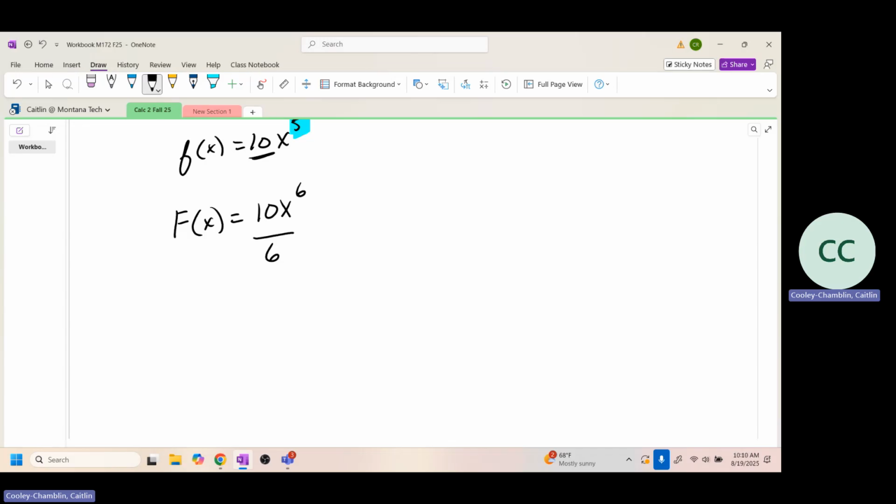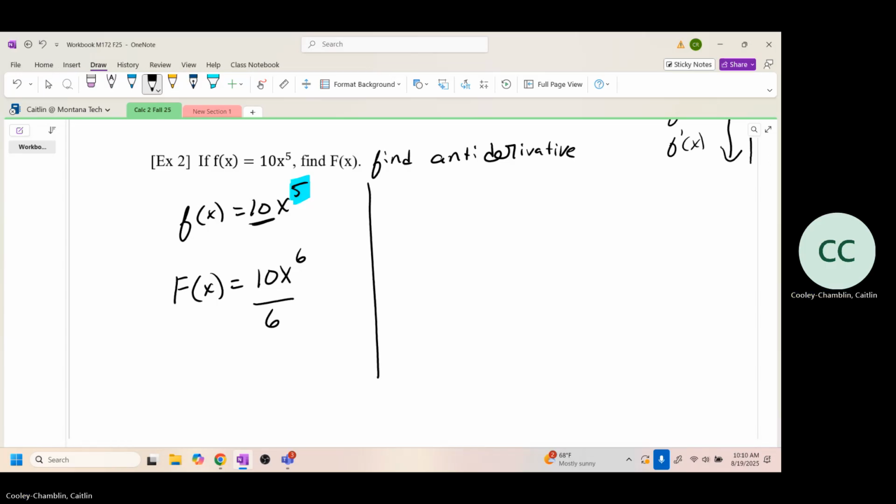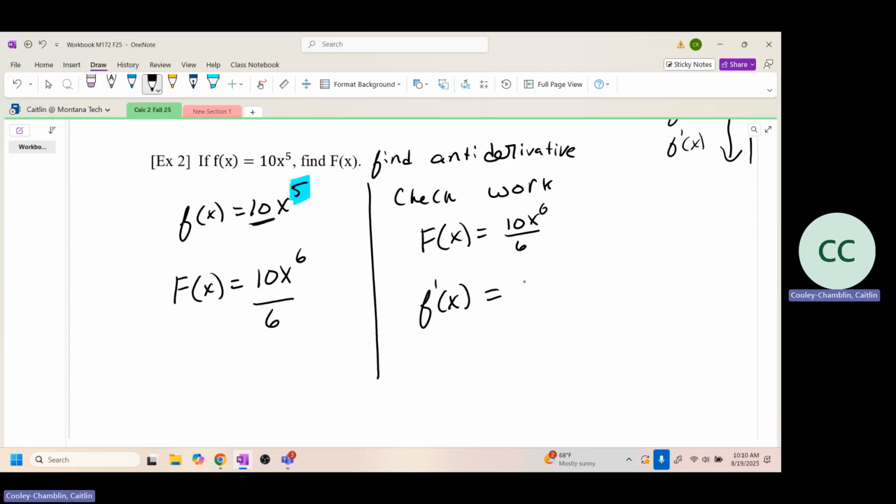All right. So now let's check our work. I am just going to draw a line here. If F of x is 10x to the 6th over 6, F prime of x, let's take the derivative, that 6 comes down, so I have 6 times 10, we subtract 1 off of there to the 5th, divided by 6, the 6's cancel, so F prime of x is 10x to the 5th. Beautiful.